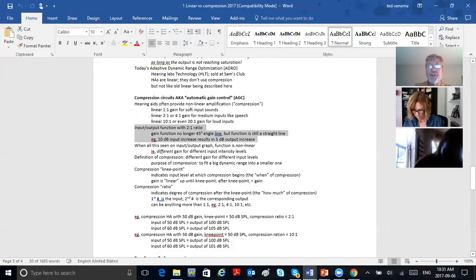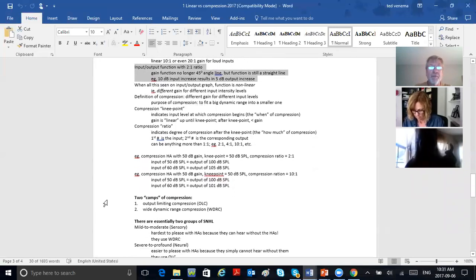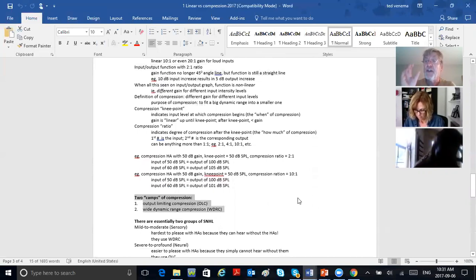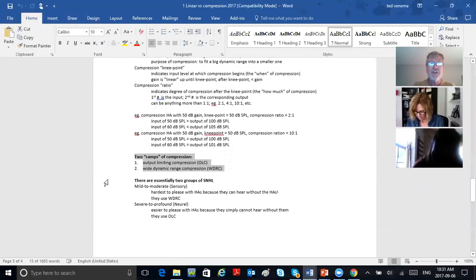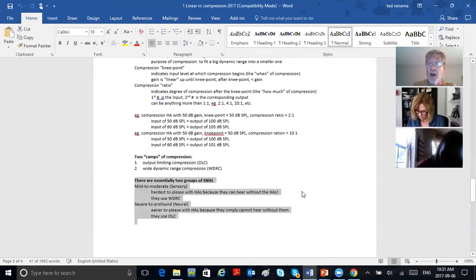There are two families of compression right here. One's called output-limiting compression, and that's a high compression ratio. The other is wide dynamic range compression, a low compression ratio. And those are used for two different camps of sensory neural loss. Mild to moderate sensory loss, they're actually the hardest to please because they can hear without their hearing aids. The easiest people, we've said last week or the week before, are people who have a big hearing loss. They've got not only outer hair cell damage, they've got inner hair cell damage. Now their hearing loss is severe. Now their hearing loss is like 80.